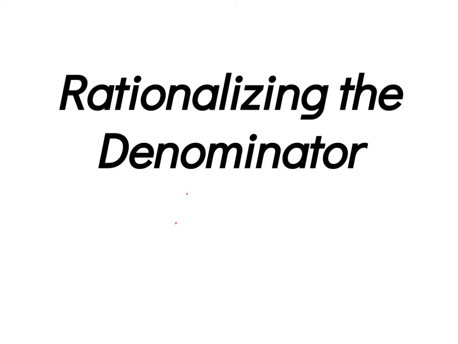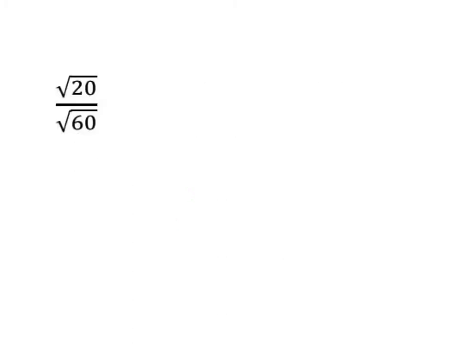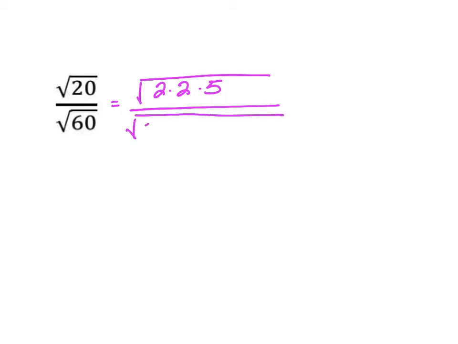So let's see what we have here. For our first example, we have the square root of 20 over the square root of 60. So what we're going to want to do is stretch both of these out, which would be 2 times 2 times 5. And then in the denominator, we would have 2 times 2 times 3 times 5. So in this case, we're able to cancel these 2's and the 5. So that means I'm only left with the square root of 3 in the denominator. So I have 1 over the square root of 3.